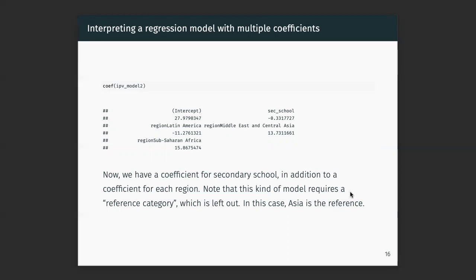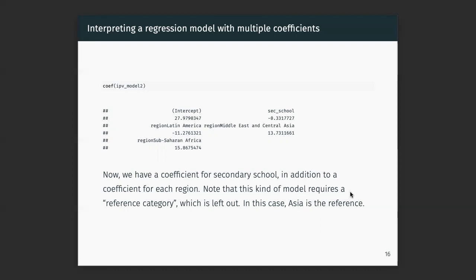We're saying after we adjust for region, what's the linear relationship we observe between secondary school and our outcome, attitudes about intimate partner violence, right? So what do we see here? We've actually gone from 1 intercept to 4 intercepts. That's what we've implicitly done in this model.